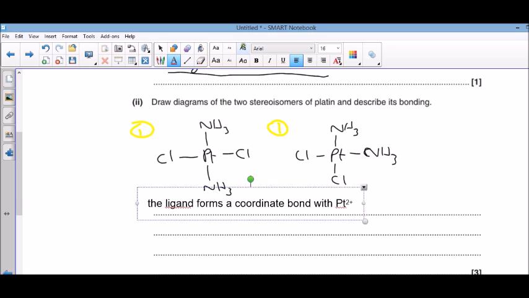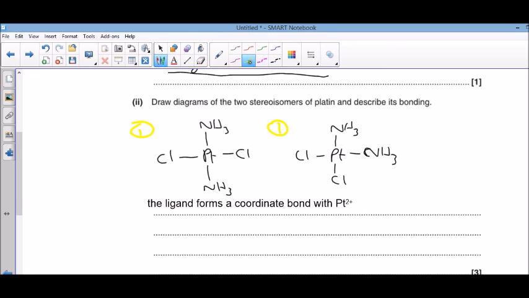And that's the third mark. Okay, so if we look at what was required in the question again, draw diagrams of 2 stereoisomers, 1 for each of them, and describe its bonding. Well, describe the bonding is described in these coordinate bonds. So the ligand forms a coordinate bond with Pt2+, 3 marks.